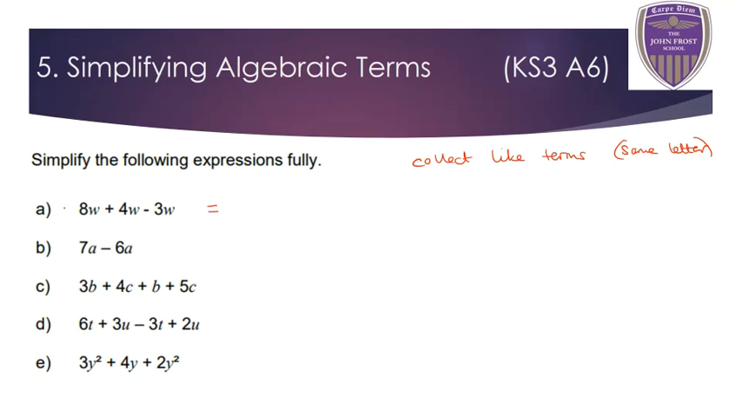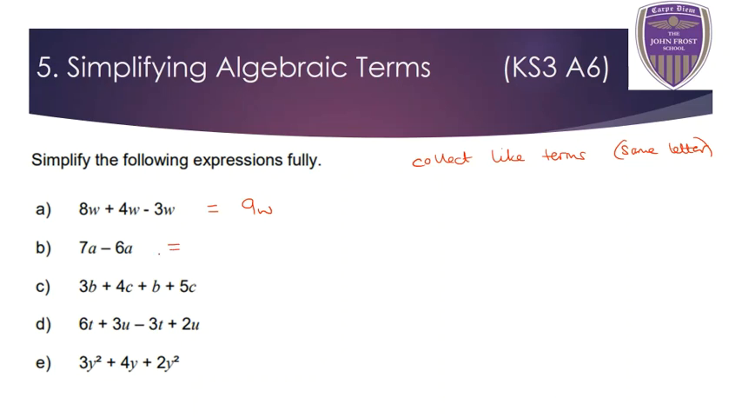So for me to simplify this, all right, if I've got 8W plus 4W minus 3W, well, because all of those are the same, we can just collect them together, all right? So 8 plus 4 gives you 12, doesn't it? But then 12 minus 3 gives you 9, all right? So it's not 8 plus 4 plus 3, because that's not what the question says, is it? It's 8 plus 4 minus 3. Okay, so 8W plus 4W minus 3W is the same as writing 9W.